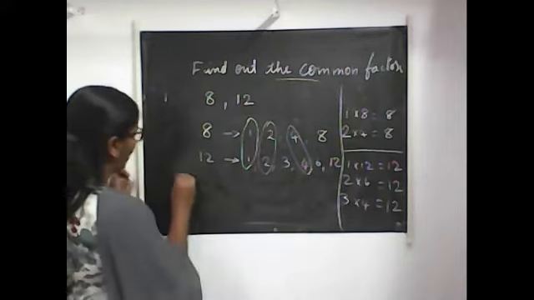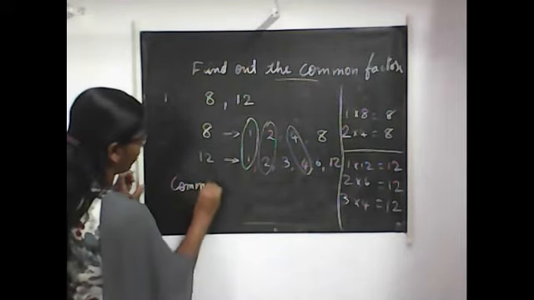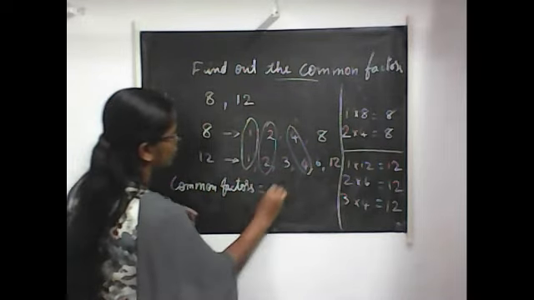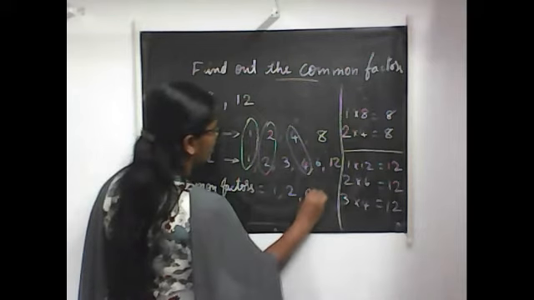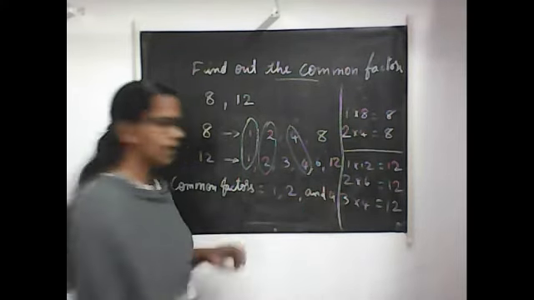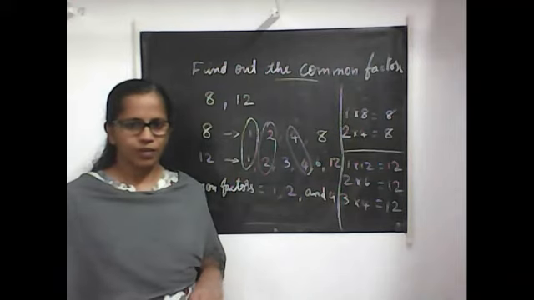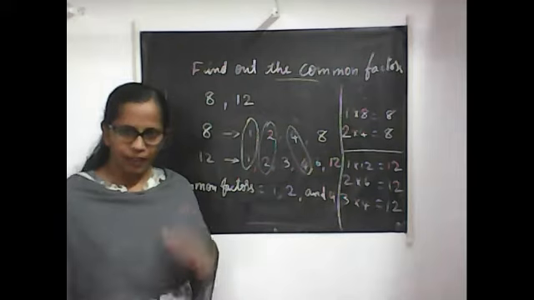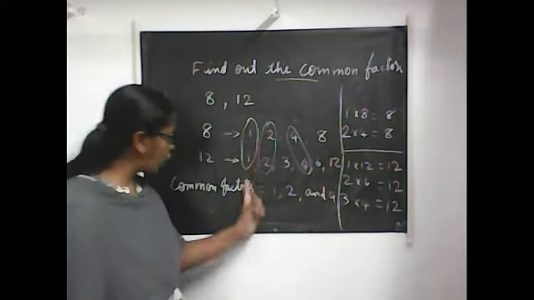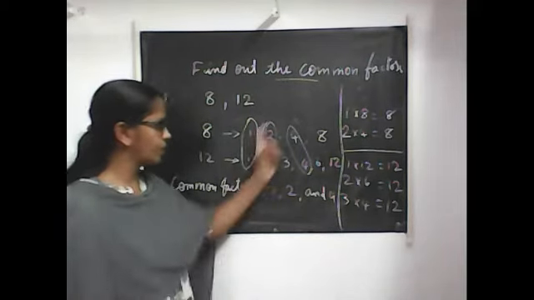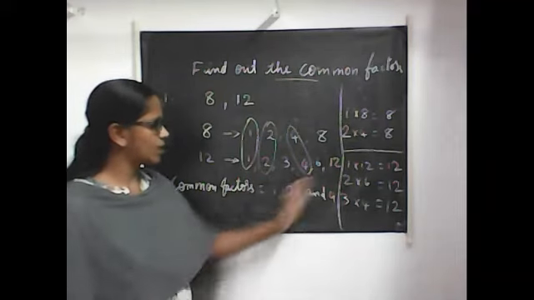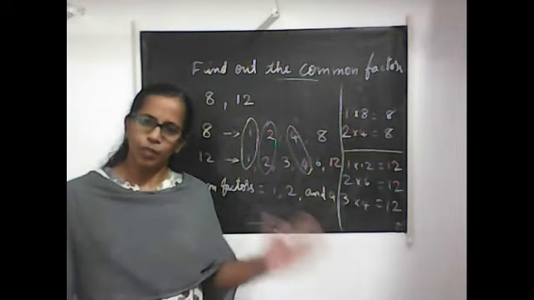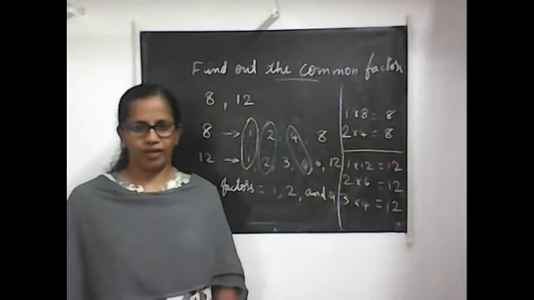Then common factors is equal to 1, 2 and 4. Okay. Understood? Yes. Find out the factors. After finding out the factors, join the same factors for both and write down the common factors. These are the common factors. Okay, those factors which are there in both the numbers are called the common factors.